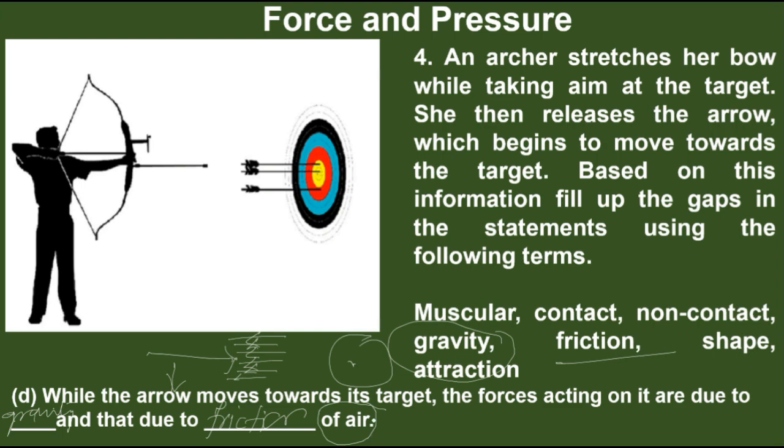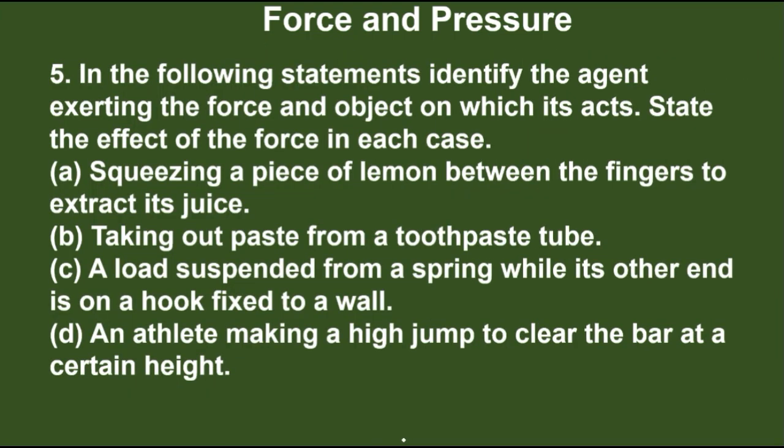Now, the next question. In the following statements, identify the agent exerting the force. Understand this? Identify the agent exerting the force, meaning who is applying the force, and then the object on which the force acts. You have to identify two things here: who is applying the force and on what the force is applied. And then you have to state the effect. What has happened to the object?